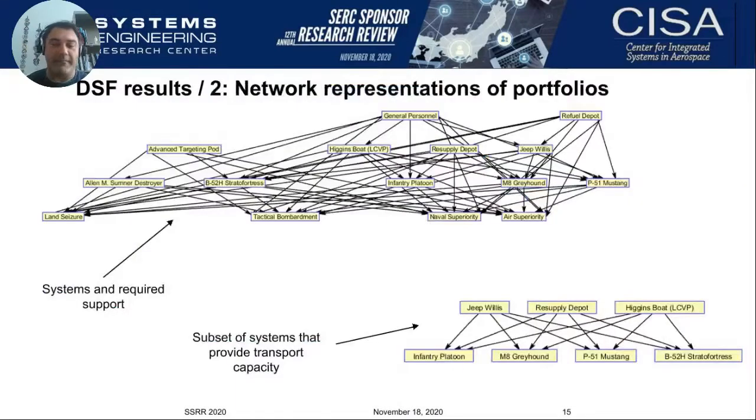We can visualize the portfolios and their dependency. We can visualize what are the systems that are selected in the architecture and which systems provide support to other systems. We can also select only part of the network. For example, the bottom right figure here is the subset of systems that provide transport capacity.